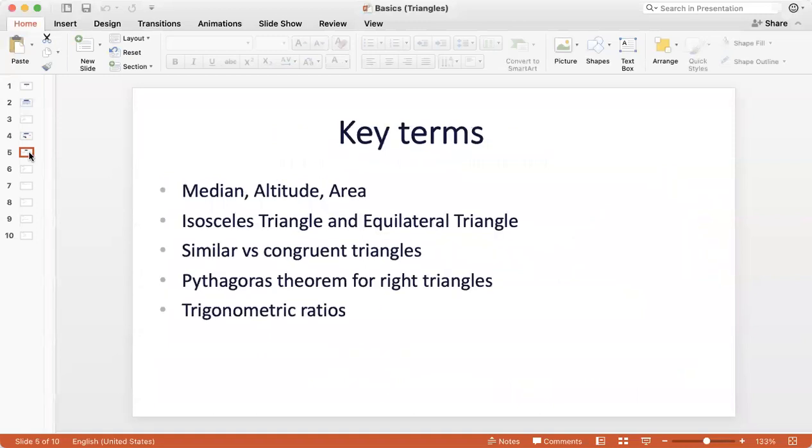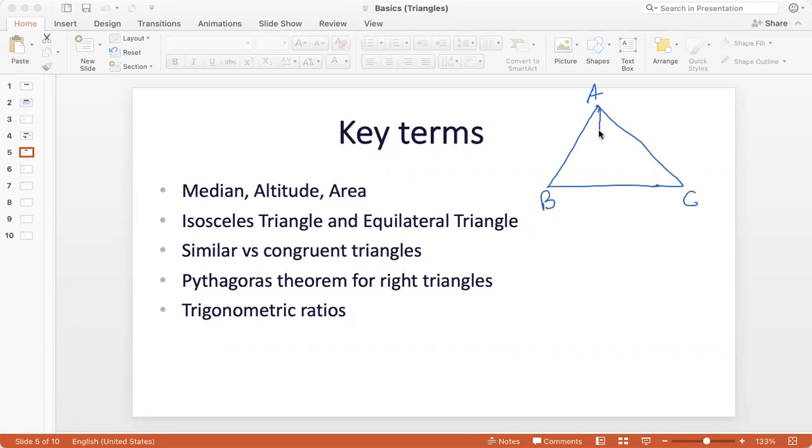Okay. Now, what are the key terms related to a triangle? Let's try and understand. So let's say this is my triangle, right? Let's call it A, B, and C. Now, the median is the line segment that joins any vertex to the midpoint of the opposite side, right? So here BD is equal to DC. In that case, AD is the median, right? So any line that joins the vertex to the midpoint of the opposite side is the median.